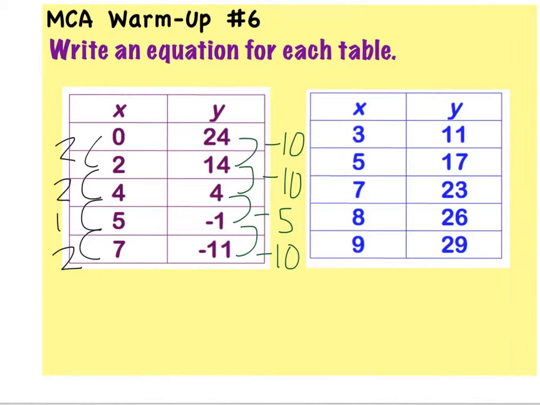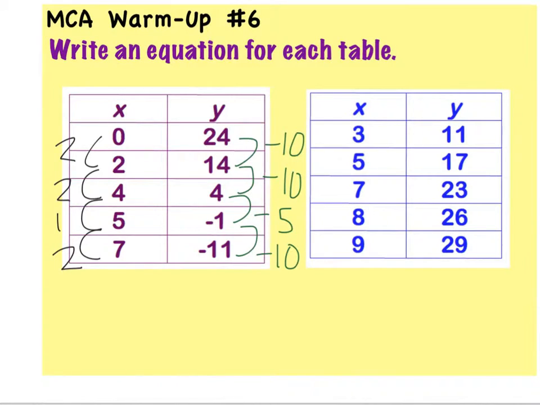So from the looks of it, this pattern is linear because we do have a constant rate of change. Every time x increases by 2, we're seeing y decrease by 10. And when x only increases by 1, y decreases by half that amount, or decreases by 5.